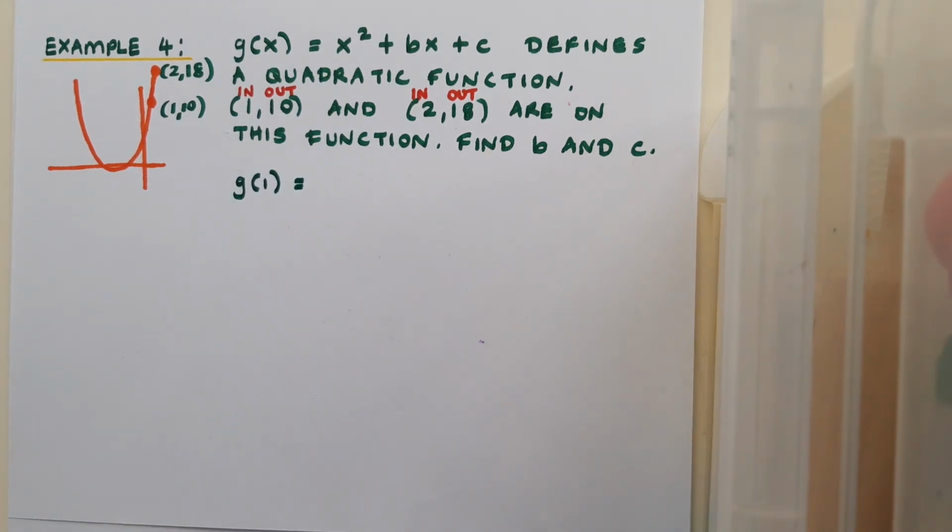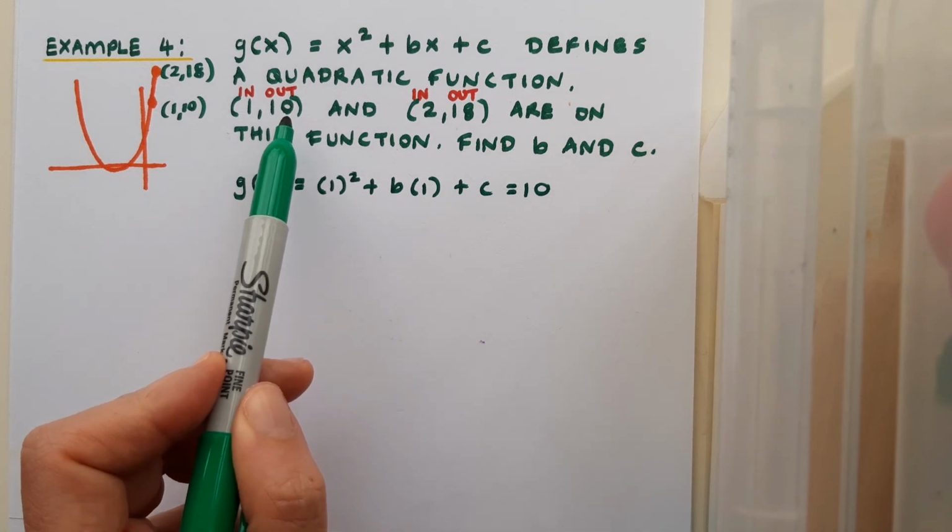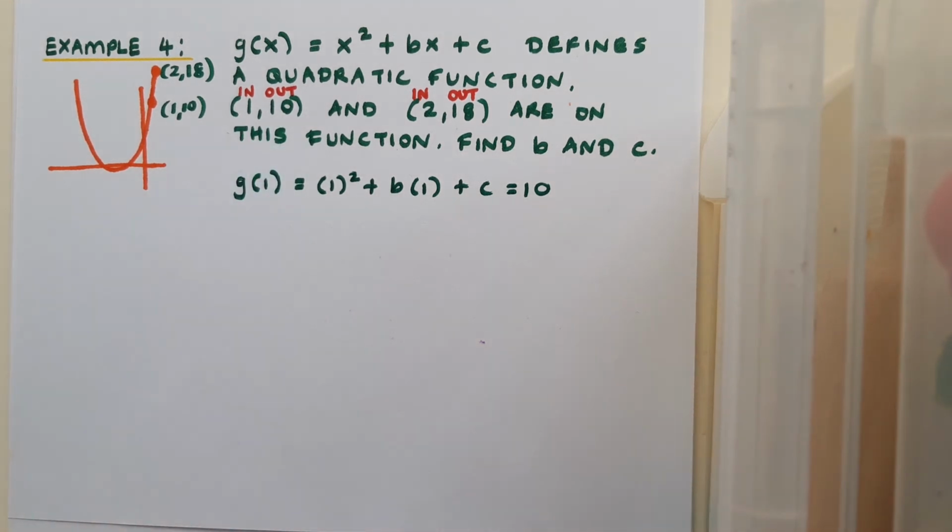So I'm going to put 1 into the function, and that means that I replace all the x's with 1. And at the end, I'll write equals 10 because that is the output that I have when I use an input of 1. Now I'd like to tidy this up a little bit. So I've got 1 plus b plus c equals 10. There's not an awful lot more that I can do with this. I can't solve for b and c just yet, so I'm going to leave it exactly as it is.